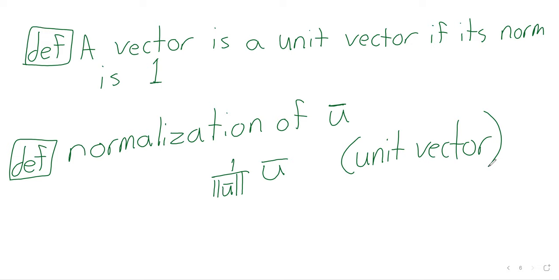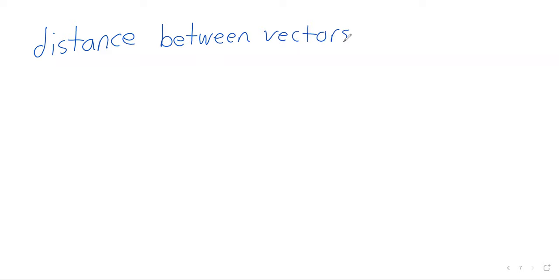And as a concrete example, well, before our concrete example, we're going to want one more definition, and that will be the distance between vectors. If you think back to the real number line, the distance between two numbers is the absolute value of their difference. So we have something very similar here. The distance between two vectors is the norm of their difference.